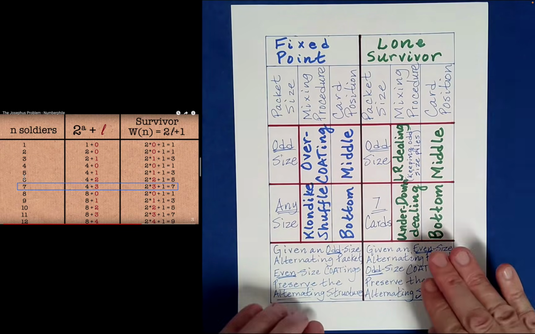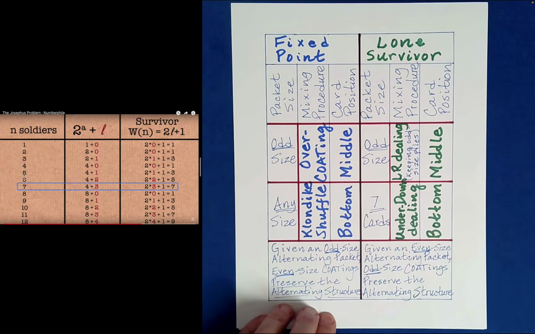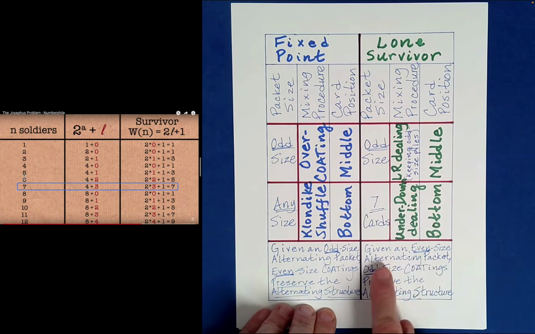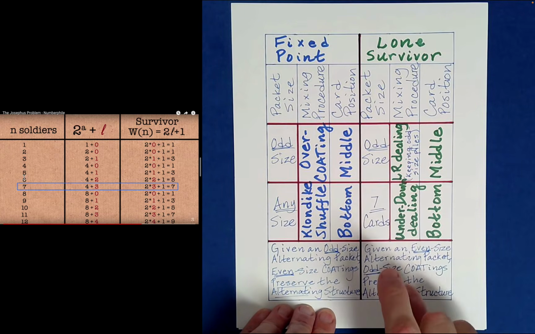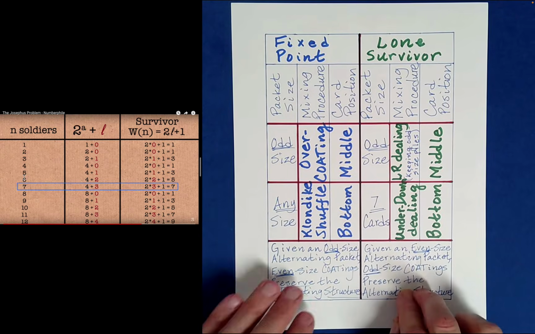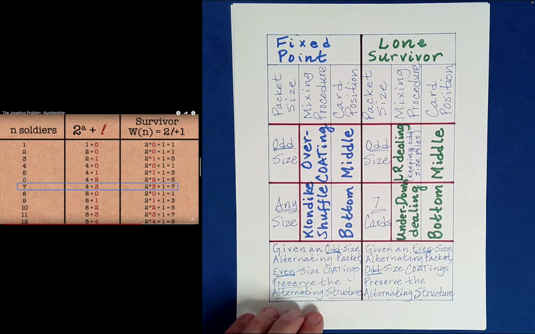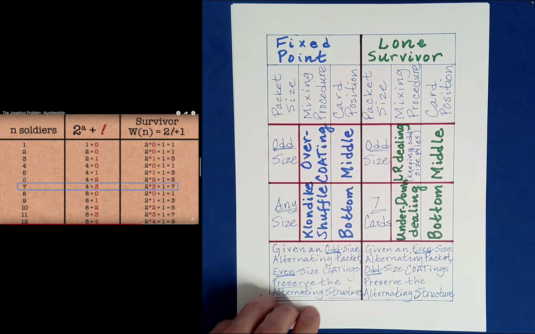What's interesting is the symmetry here is so cool, because if you're given an even size packet instead of odd, an alternating packet that's even size, odd size coatings preserve the alternating structure. So the even and odd just switch. Isn't that wonderful? They just switch places. So if you get down either one of these, you can quickly mentally transpose those and get the other statement as well that you could use.